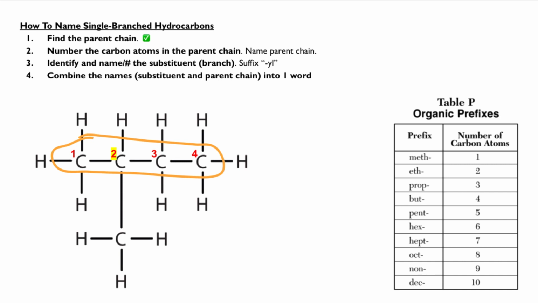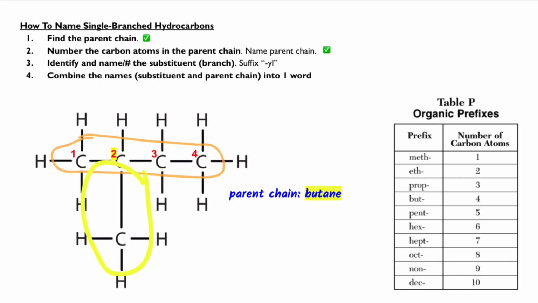Looking at table P, my parent chain would be named butane because there are 4 carbon atoms in that chain, and as an alkane, the parent chain is just a butane chain. We're not done naming this though, because we now need to identify and name our substituent, our branched area. So I'm going to circle the branch.